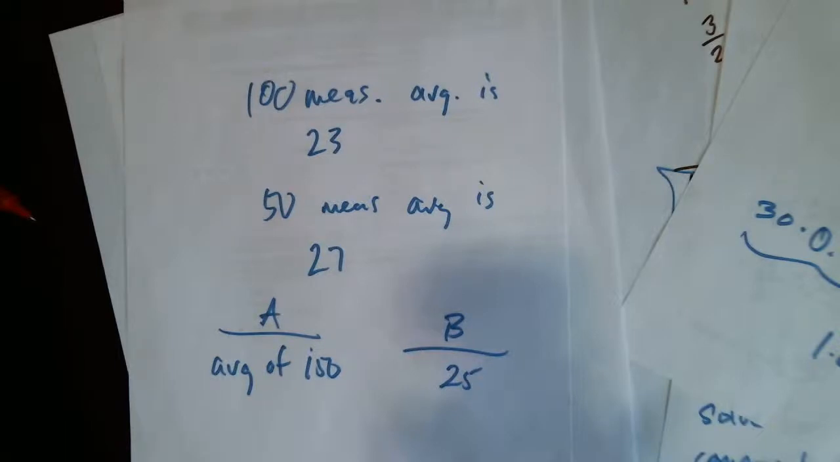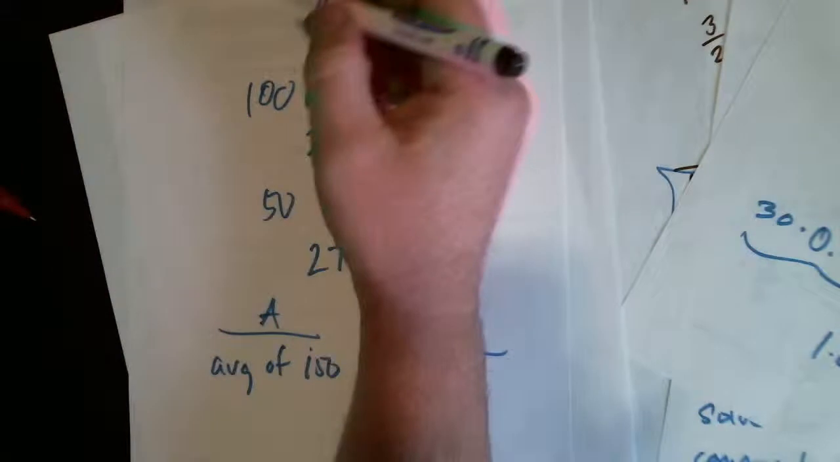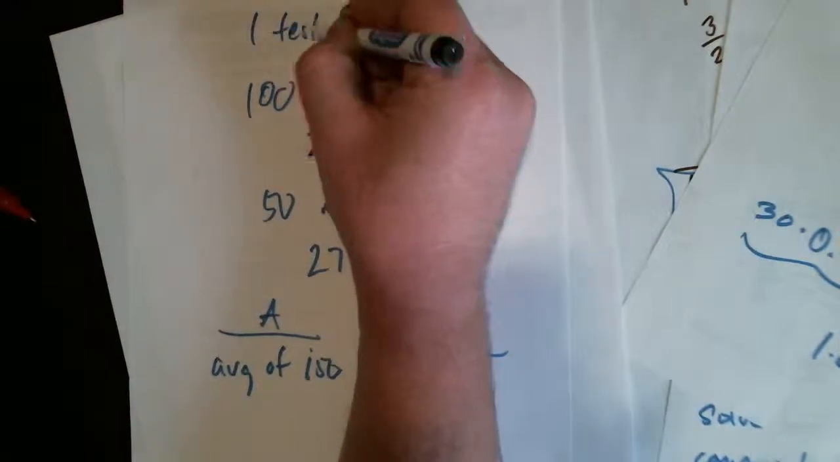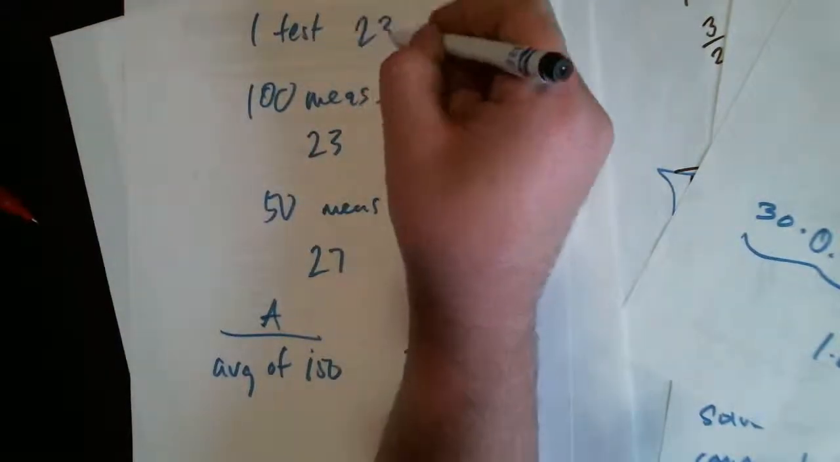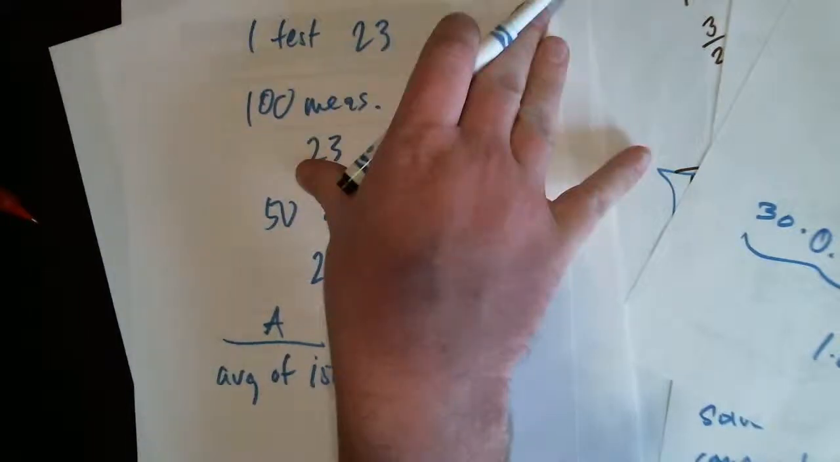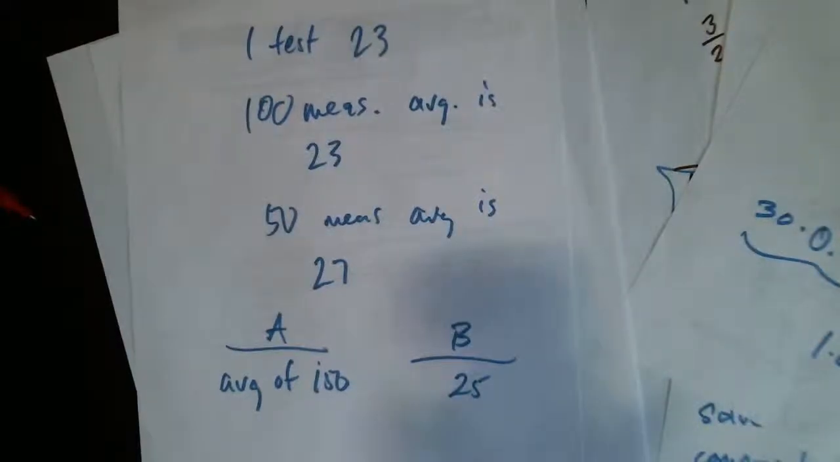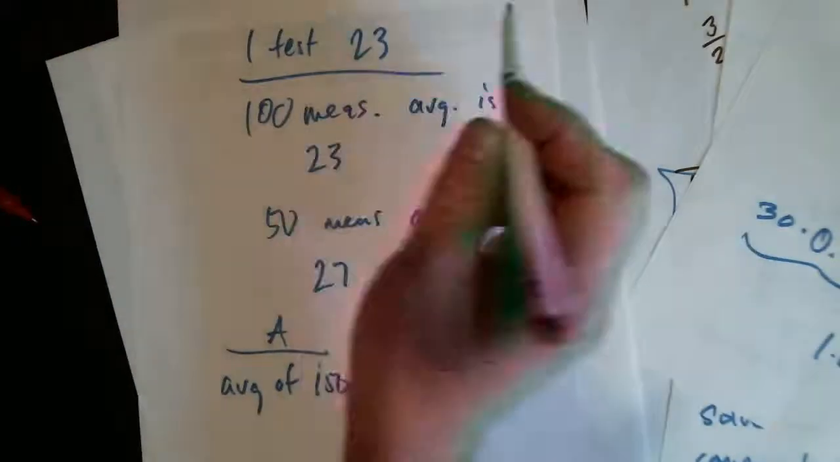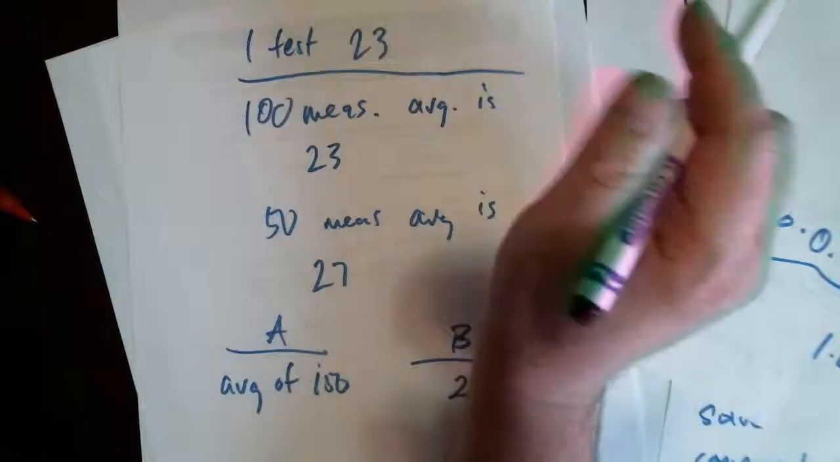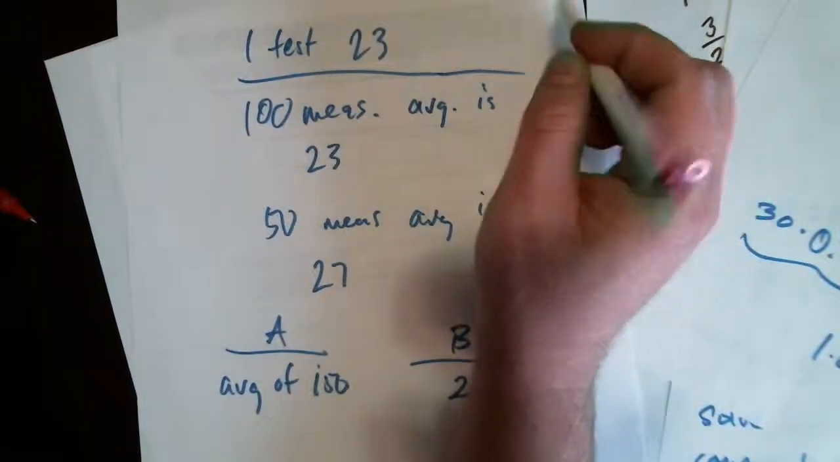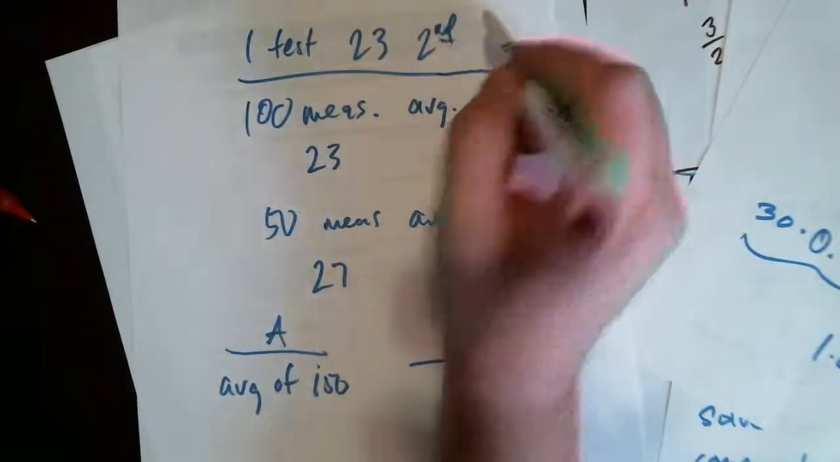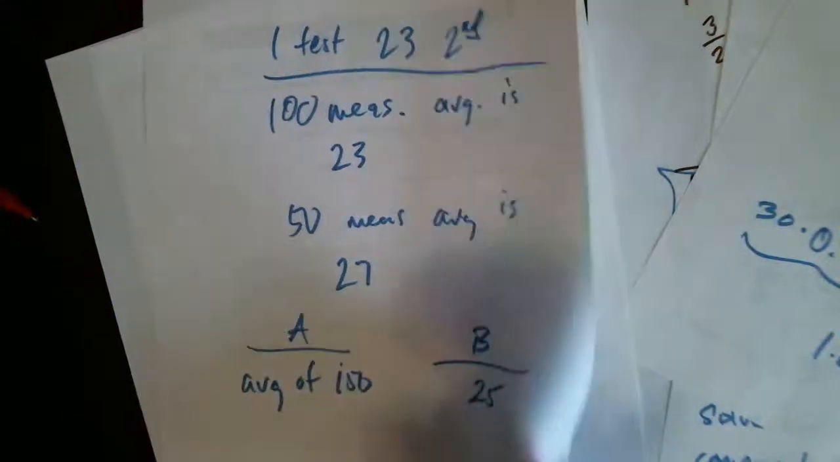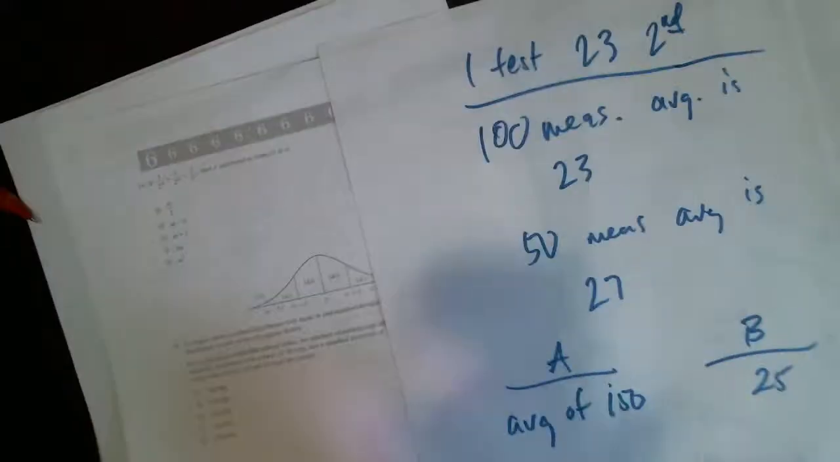But let's say you took one test and you got a 23, and you wanted to bring your average up to 25. What do you have to get on the next test? Higher than a 23. Specifically what, though? We're trying to get an average of 25, and we've taken one test and we got a 23.